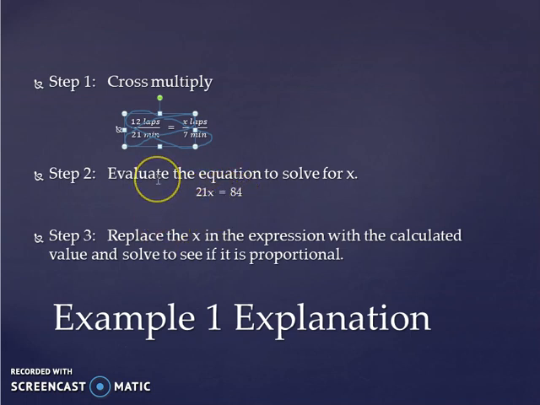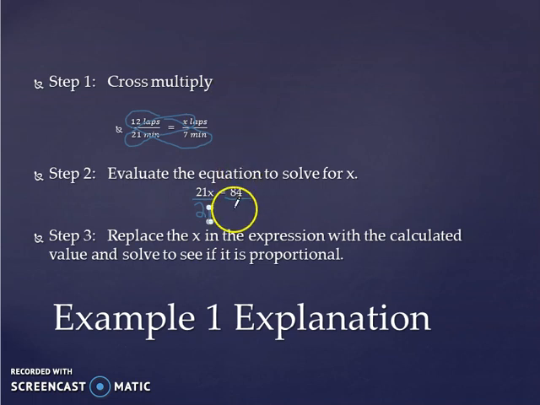What you're going to do at this point, because you're wanting to solve for x, remember the operation 21x means that you're going to be multiplying. So you should be thinking about what inverse operation is taking place here. And the inverse operation of multiplication is division. So you're going to divide both sides by 21 to isolate that x. We want it to be by itself. So we're going to divide both sides by 21.